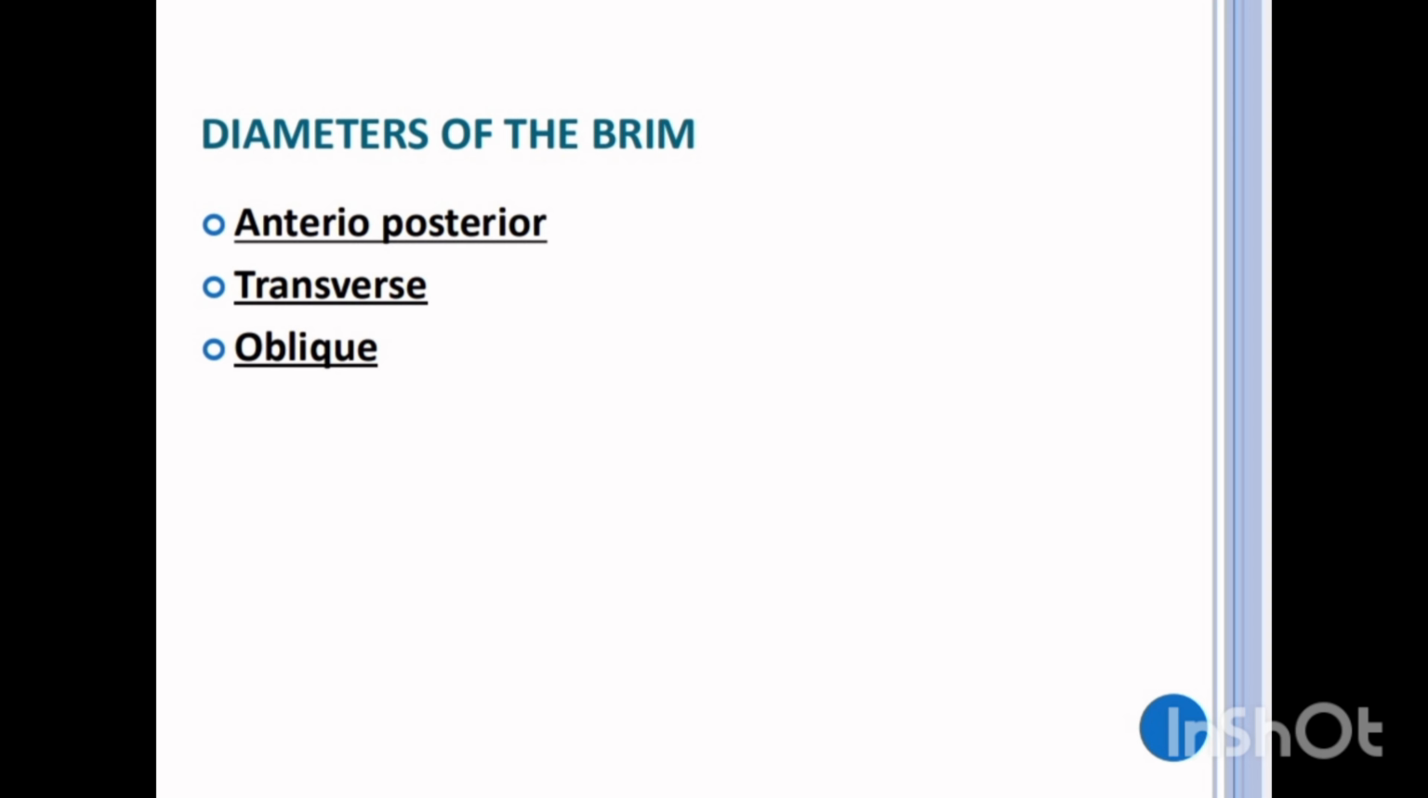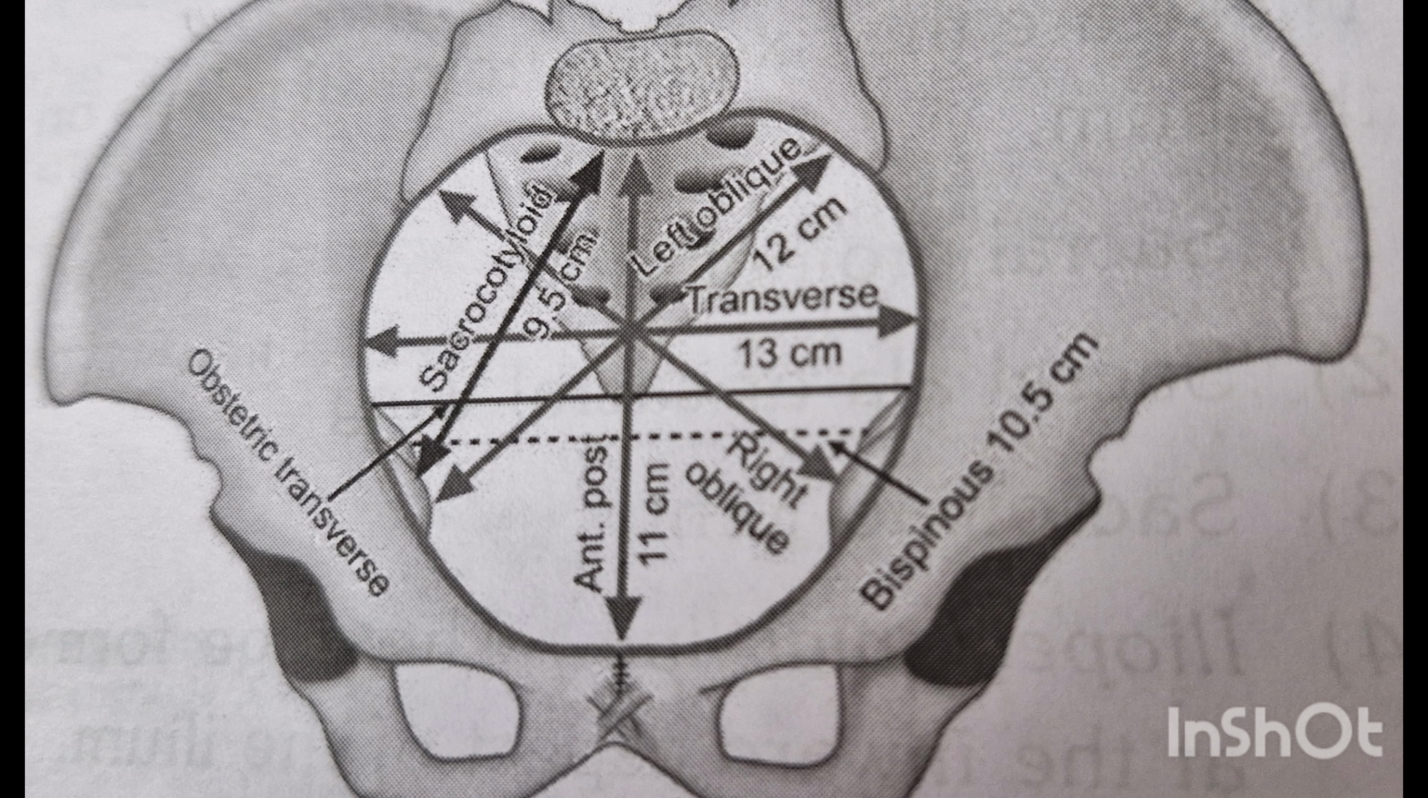Okay, it is very important to know because it helps to know the stations of the baby's head during the stages of labor. That time it will be more useful. So there are 3 diameters of the brim: anterior posterior, transverse and oblique. The picture shows the anterior posterior diameter, which is 11 centimeter.